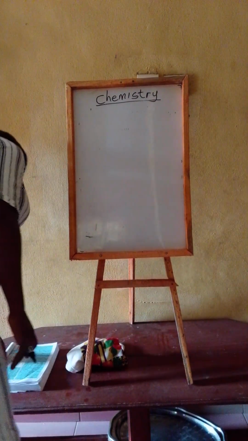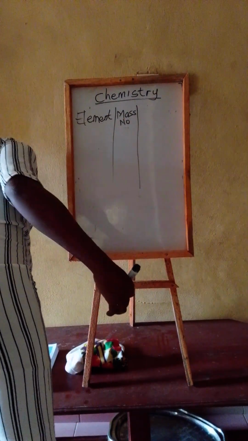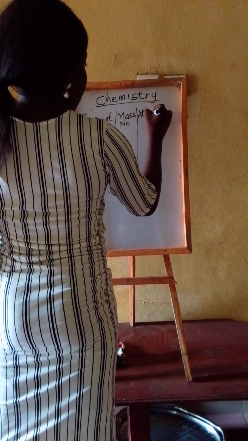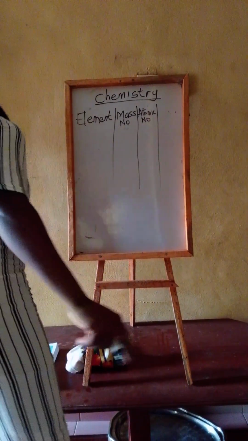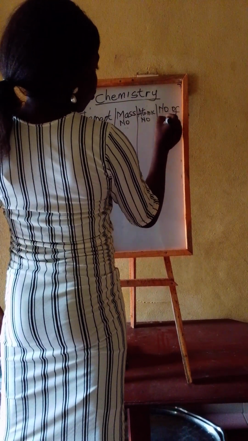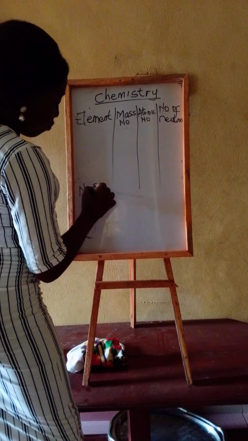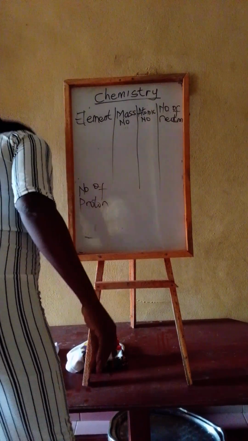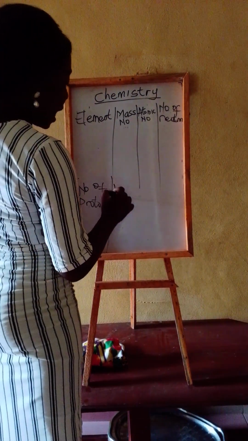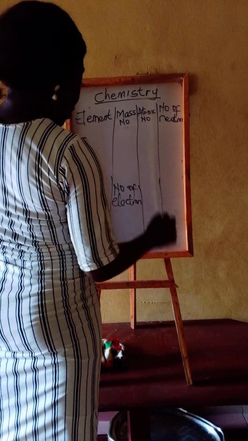So we have something like elements, mass number, atomic number, number of neutron, number of proton, and the last one is number of electron. So we are going to discuss about this.